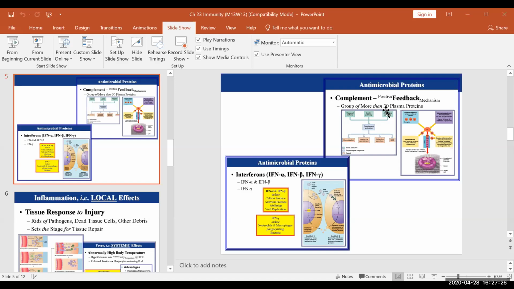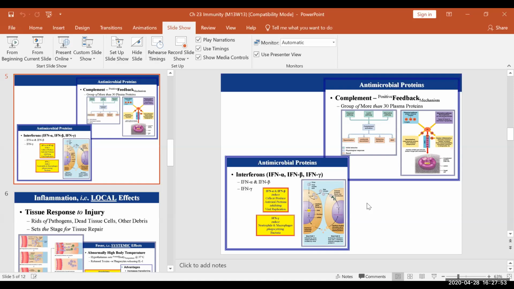And again, we're still in non-specific defense. So it doesn't matter what type of infection we're talking about, whether it's bacterial infection, viral infection, fungal infection, or infection caused by a parasite, it's always complement system activation. And there are three pathways for the complement activation system.